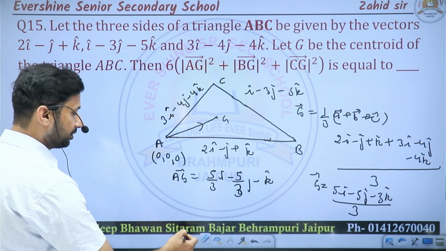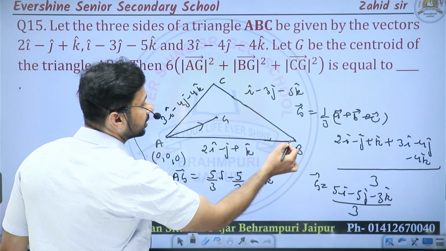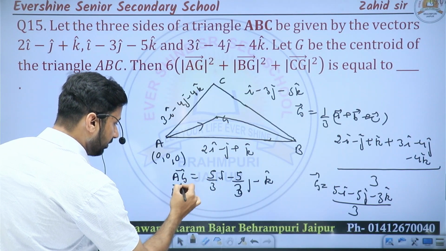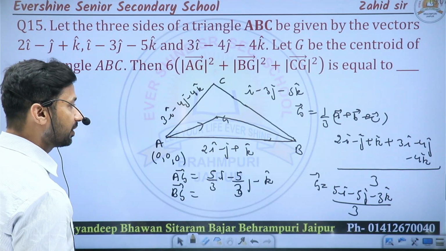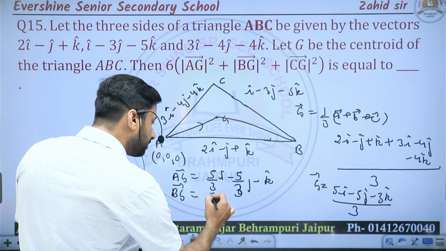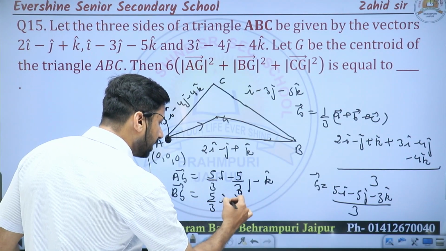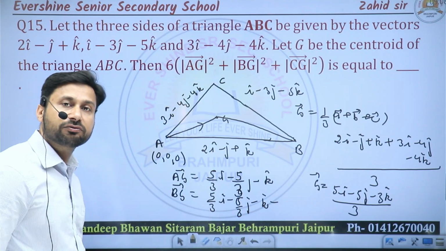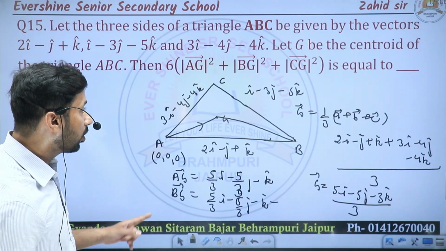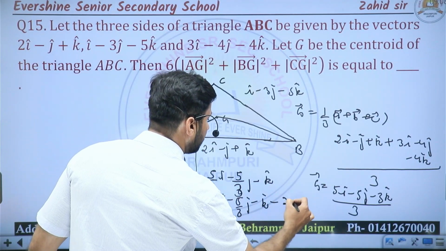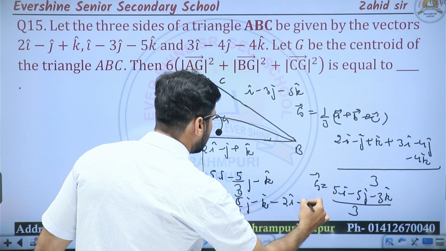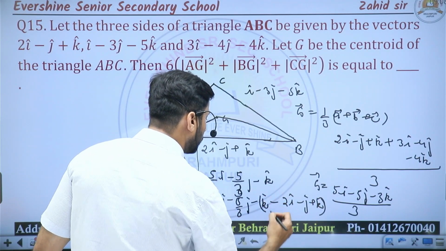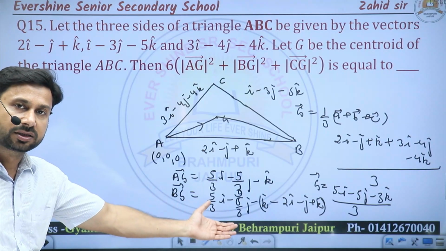Next I need to find BG. So BG will be equal to G minus B. G is 5 by 3 i cap minus 5 by 3 j cap minus k cap, minus B. The vector B is 2 i cap minus j cap plus k cap. You can find it easily by subtracting them.